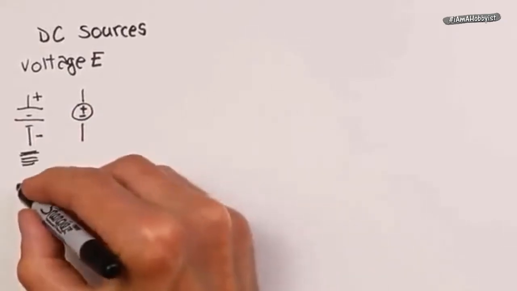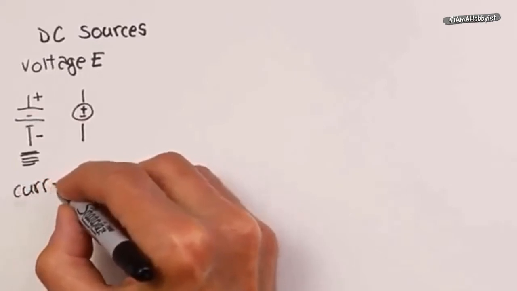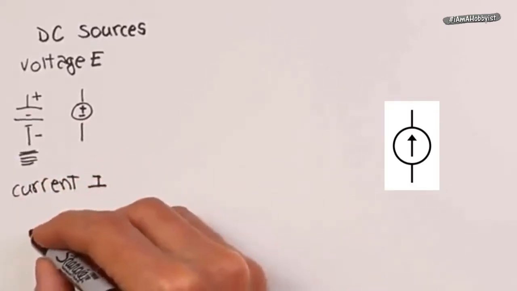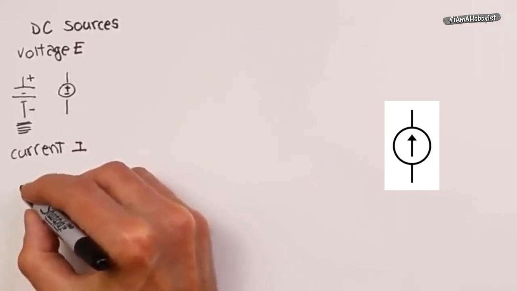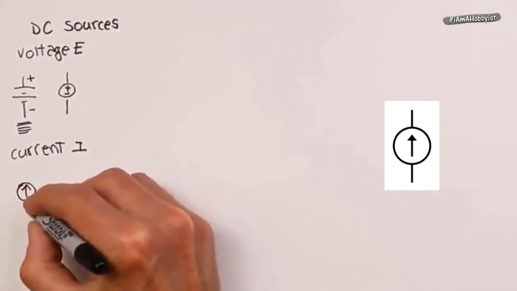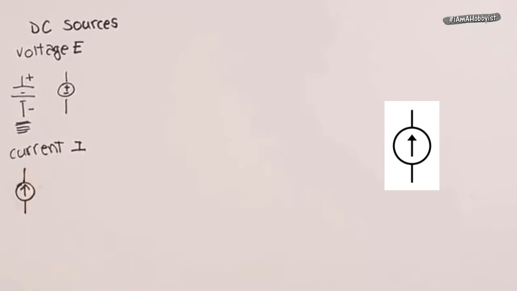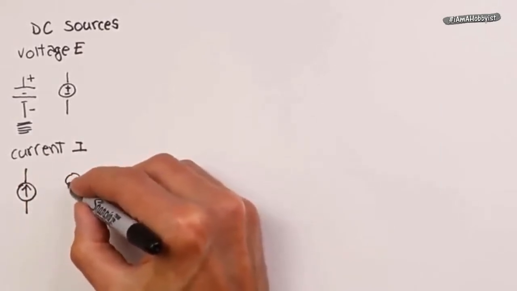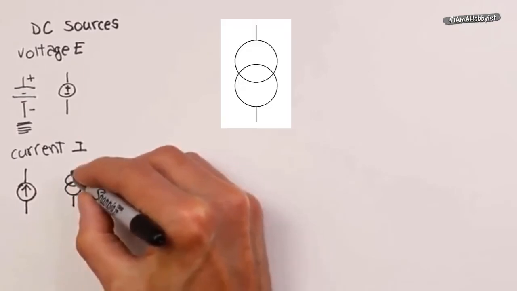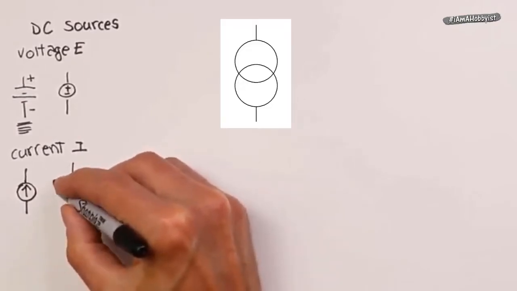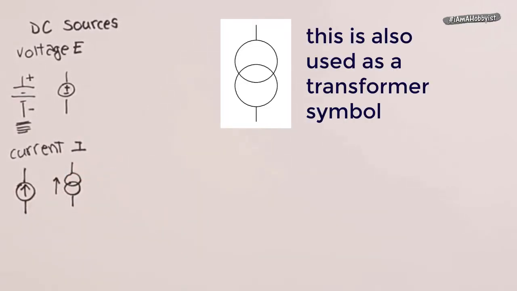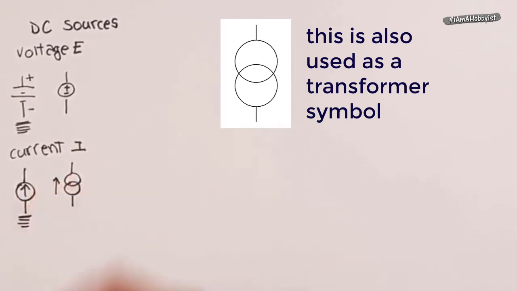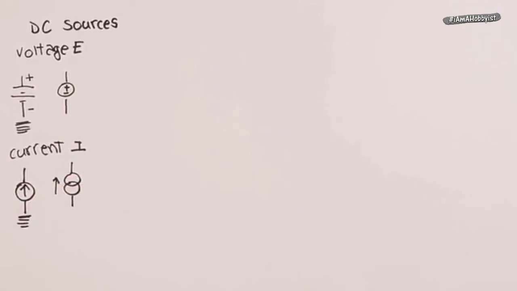As far as current sources are concerned, probably the most common is an arrow showing the direction of the current inside a circle. An older symbol that you still sometimes see is a pair of circles like this, sort of overlapping, and then they'll put the arrow next to it. So again, that's the one that we're going to be using mostly.